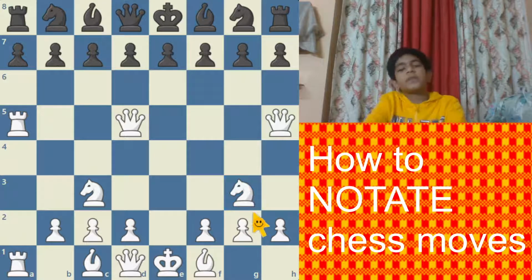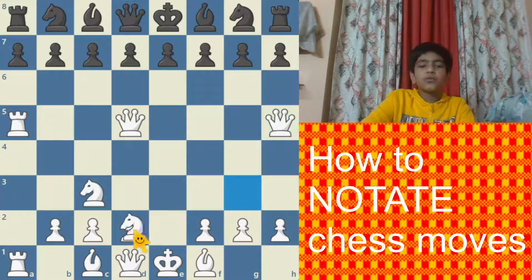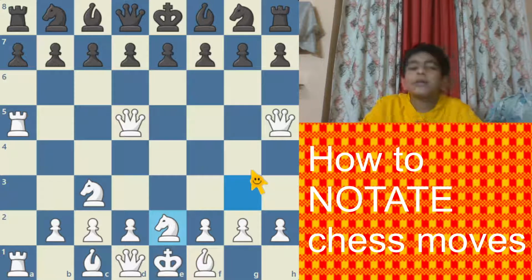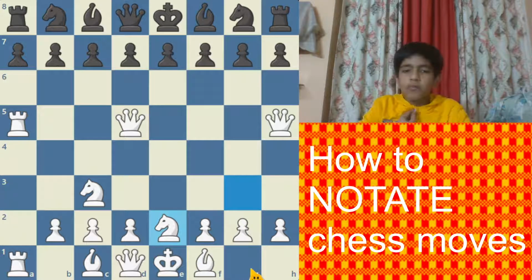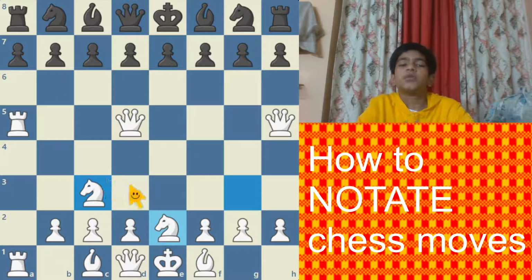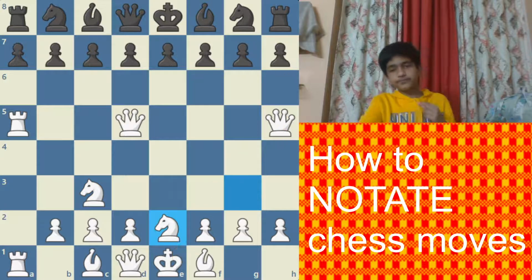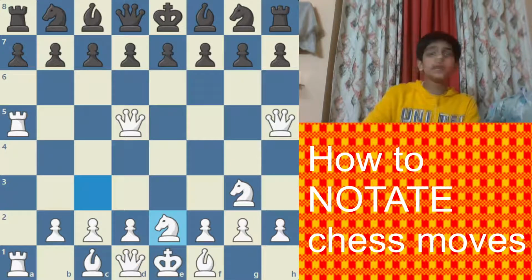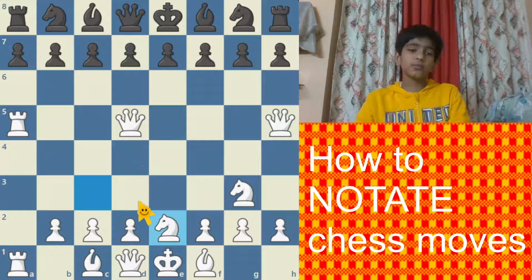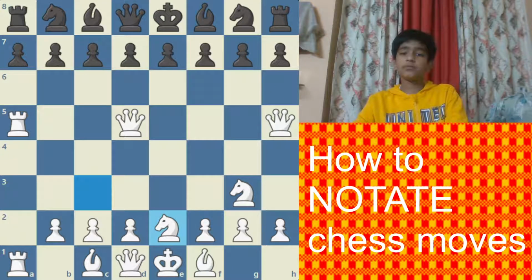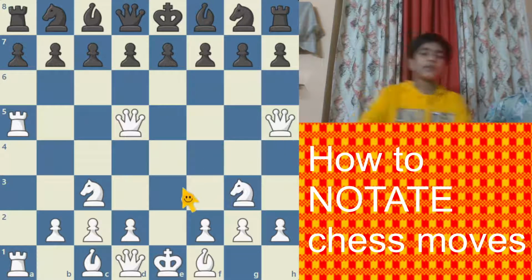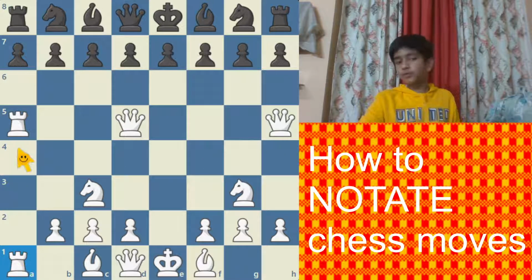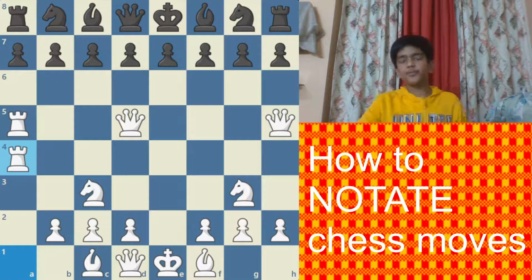So this knight, when it goes to e2, will be called knight g e2, because it is on the G file and the only other knight which can reach this square is not on the G file. If this knight wanted to go, then it would be called knight c e2, because this knight is on the C file. Okay. Now suppose this rook wanted to go to a4.